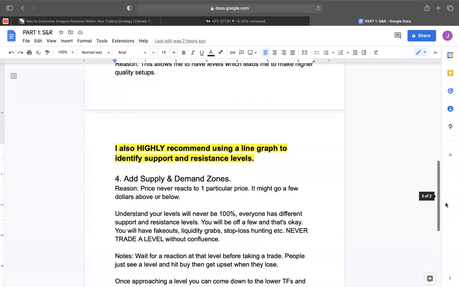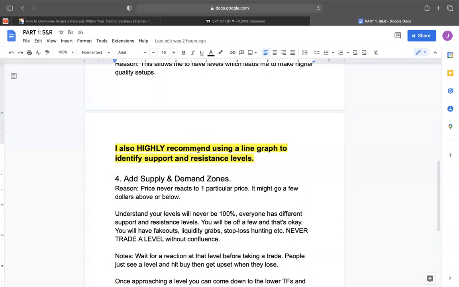Next, this is actually a little note that I put in here, guys. This right here will help you a ton, right? As far as chart patterns, support and resistance levels, supply and demand zones, guys, use the line graph chart. So basically take the candlesticks off and use the line.